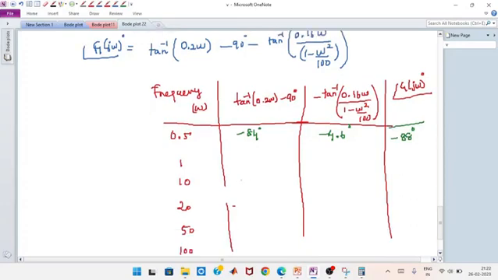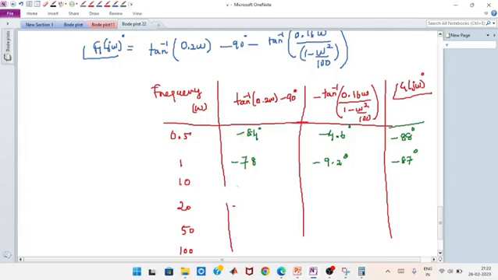So for 1, we have to find out this value. This value is minus 78, and for 1 the other value is minus 9.2. So what is the final answer? Minus 87 degree. Right. So let me calculate it for 10.